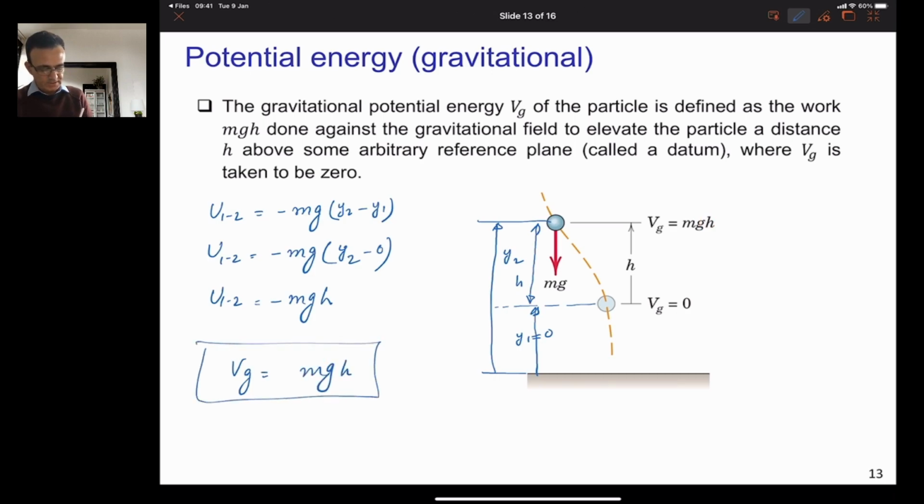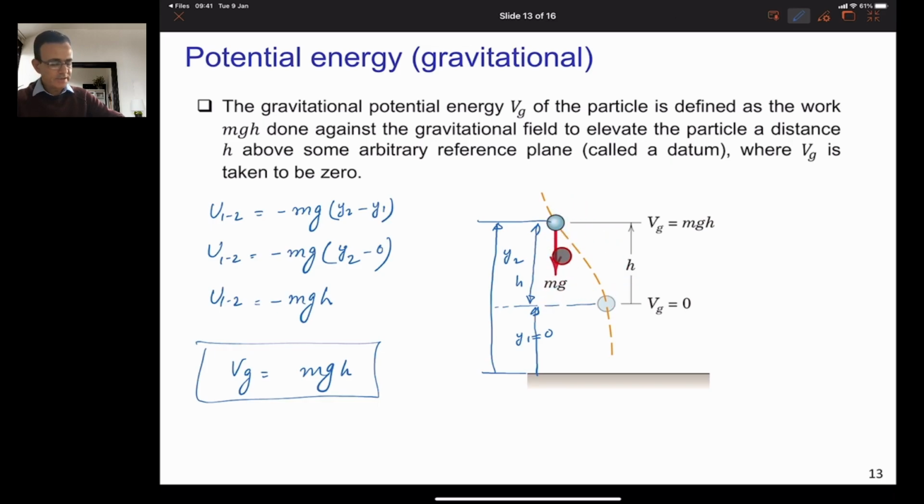So this work that you've done against the gravitational force, which was negative, will be stored in the body in the form of energy, and this energy will be positive energy. So this means that the body is now able to do some work because it is at this height here, so it can move down without any force because it has some energy now.